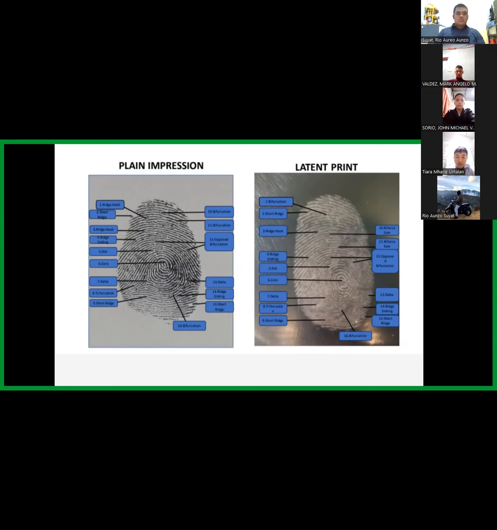Number 32. What is ninhydrin and how does it work? Ninhydrin is a chemical compound that is commonly used in forensic science for the detection and development of latent fingerprints. Number 33. What is the scientific term of ninhydrin?